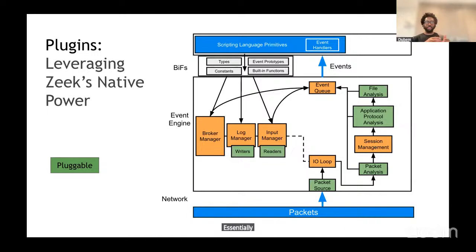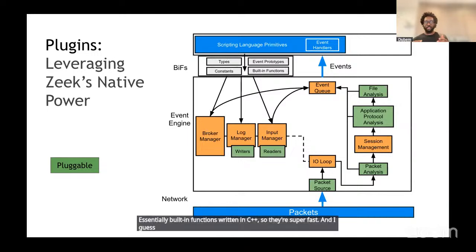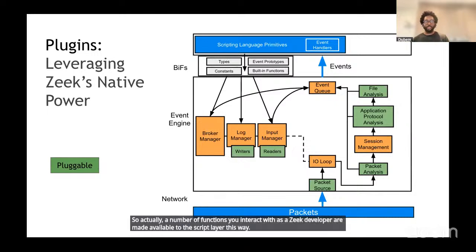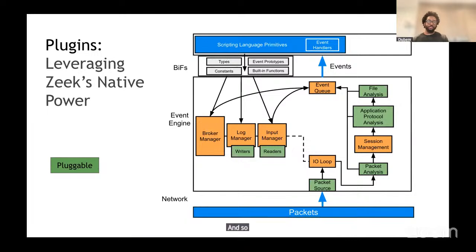Essentially, built-in functions are written in C++, so they're super fast. And I guess the idea is that they create an abstraction layer between Zeek script and C++ code. So it's kind of a glue to help Zeek communicate with C++ level stuff. So actually, a number of functions you interact with as a Zeek developer are made available to the script layer this way. And so it just made sense to leverage this already existing tool to embed our first lightweight machine learning model.